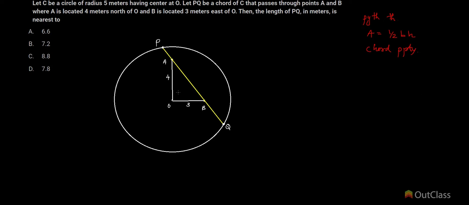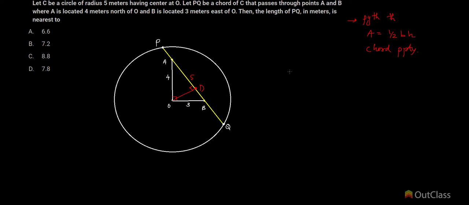Okay, let's see. So we know that we have a 90 here. We know that AB is 5. 5 will be the value of root of 4 square plus 3 square. So AB is 5. Pythagoras, we're going to use it once more. Area is equal to half BH. So basically what I'm talking about here is you can find the perpendicular distance between the chord and the center, because let's call this D.